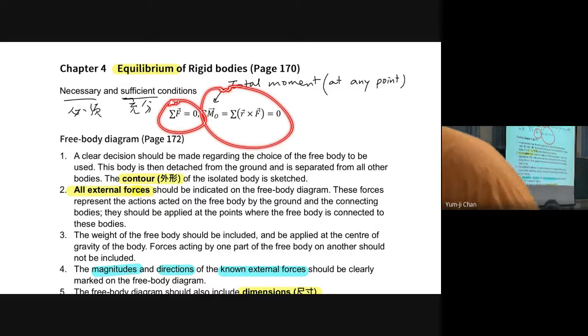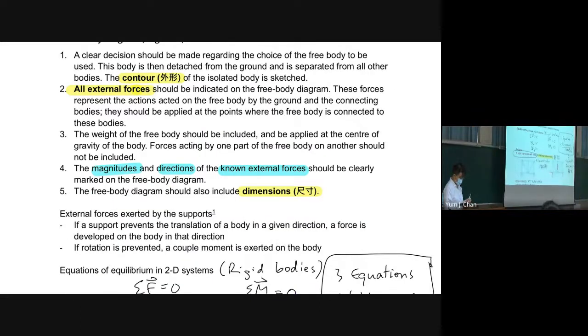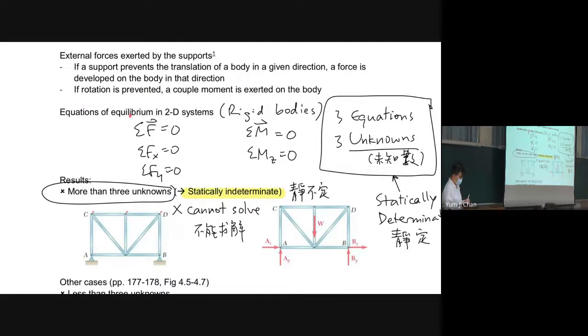Now for 2D systems, we have summation F equal to 0. It means summation Fx equal to 0 and summation Fy equal to 0. That means the total force in the horizontal direction is equal to 0, and the total force in the vertical direction is also equal to 0. And because in a 2D system everything is either going this way or this way, there is only one moment equation.